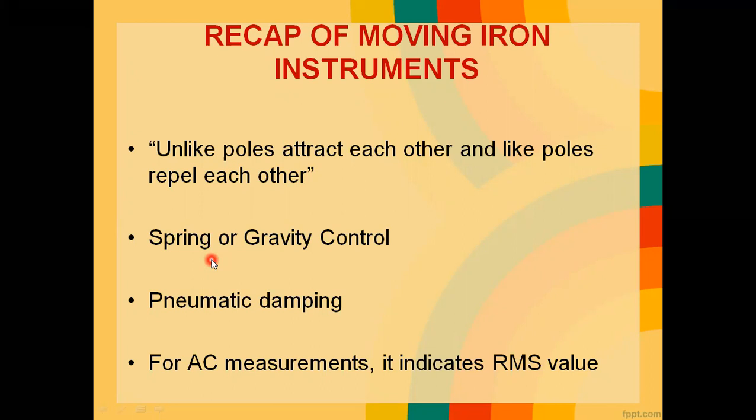In attraction type moving iron instrument, we will find an iron vein getting attracted to the magnetic field produced by the moving coil. And for repulsion type moving iron instrument, we are going to have two veins getting same polarities, and then they are getting repelled to each other because they have like poles.